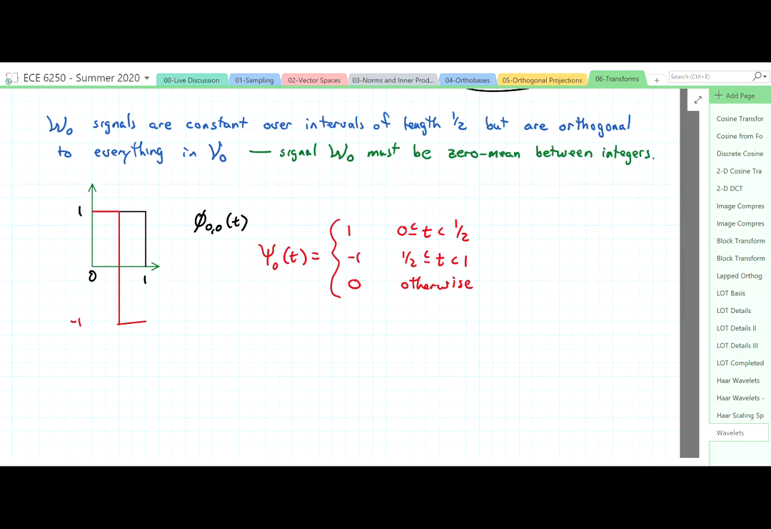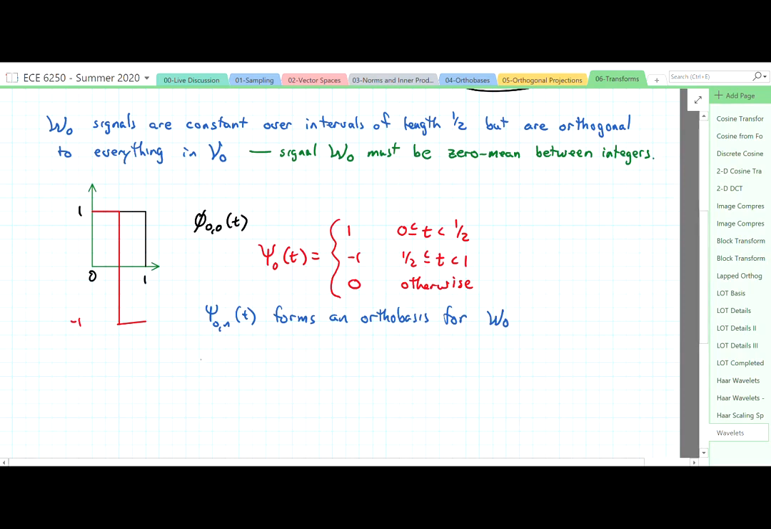So this function here, as you can see, is orthogonal to the φ function, and our ψ_{0,n}(t) forms an orthobasis for W0.